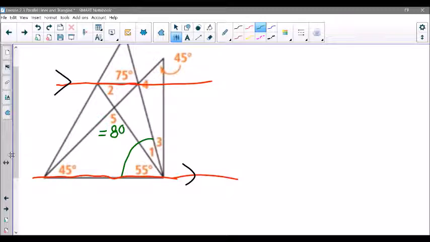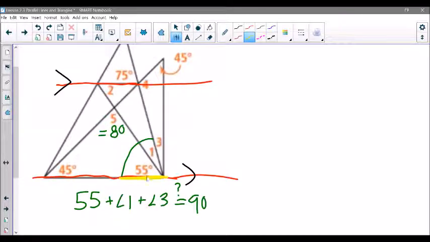If I wanted to know the measure of that entire thing, yeah, Lucas. I have a question. If we add 55 degrees plus angle 1 and angle 3, would that just equal a right angle or 90 degrees? We don't know for sure if this equals 90. It kind of looks like it. If you look at this angle right here, it looks like it might be 90 degrees, but can we say that for certain?